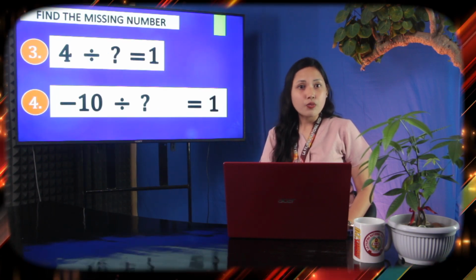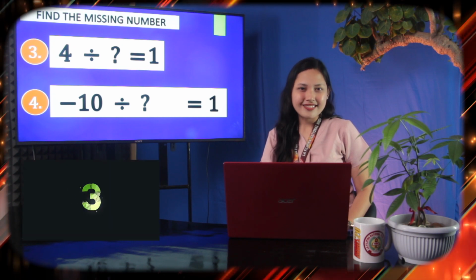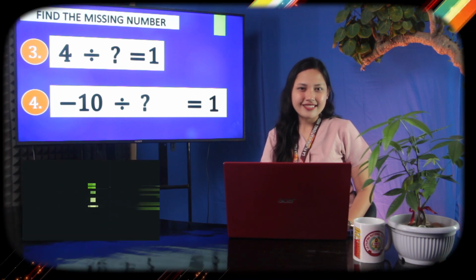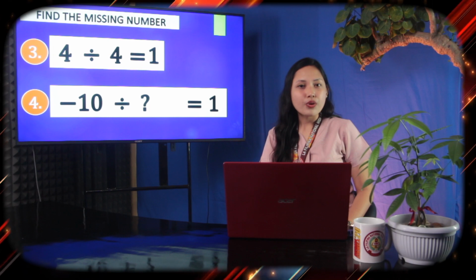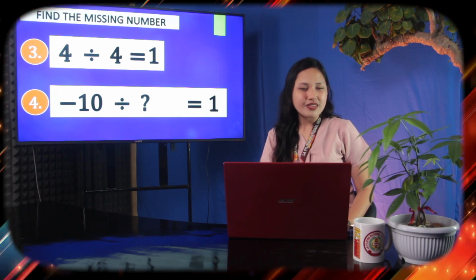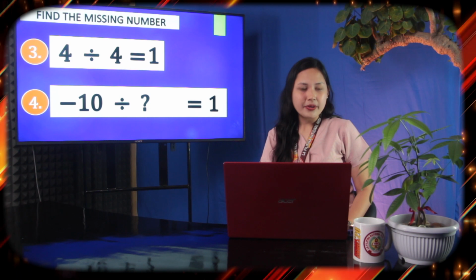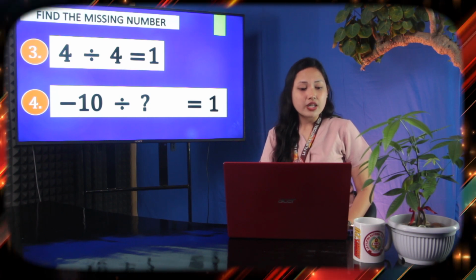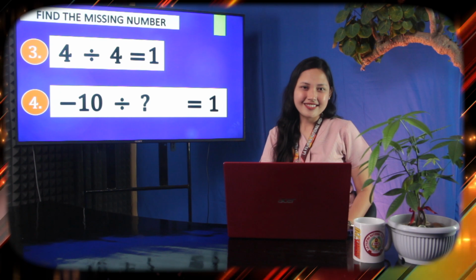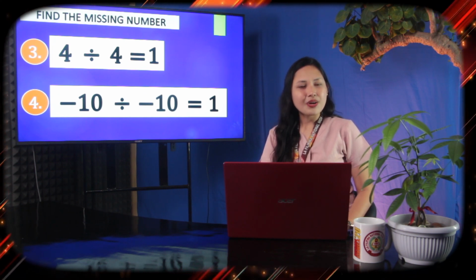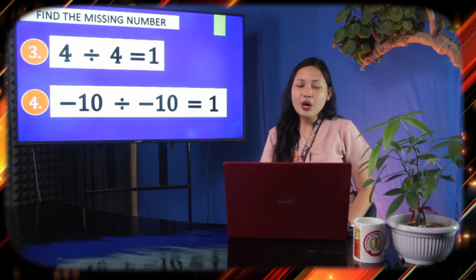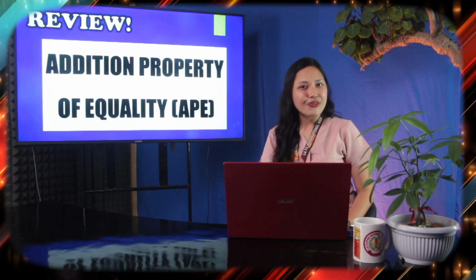What is the number that when you divide to 4, the result is 1? The answer is very good. It's 4. Remember that when you divide a number to itself, the result is 1. Number 4. What is the number that when you divide to -10, the result is 1? The answer is very good. It's -10. Again, remember that when you divide a number to itself, the result is 1. So that's for our 3-second game. Now let's have our review.